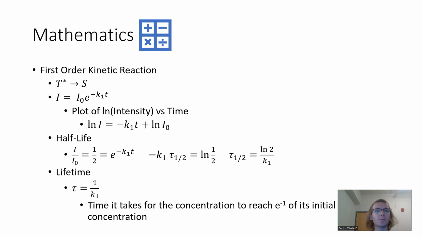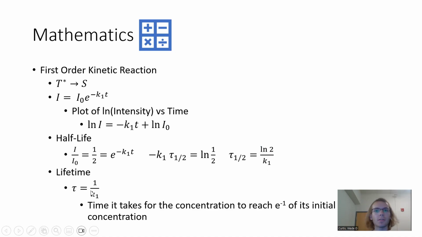The mathematics behind determining the rate constants is by plotting the natural log of the intensity versus the time, which would result in the slope of the trend line being equal to the negative rate constant. Another value we looked at was the half-life of the triplet state, which occurs when the ratio of the intensity to the initial intensity is 1/2. This can be solved to determine the half-life, which is ln 2 over your rate constant.